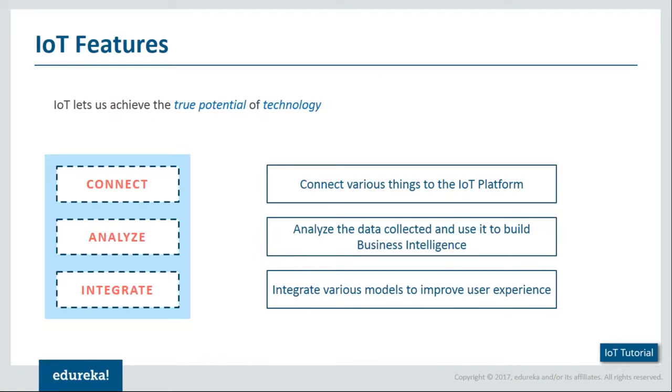First is the connect aspect. Here basically what you need to work on is you need to ensure that there's connectivity between all the things around you, all the necessary things, to the Internet of Things platform.